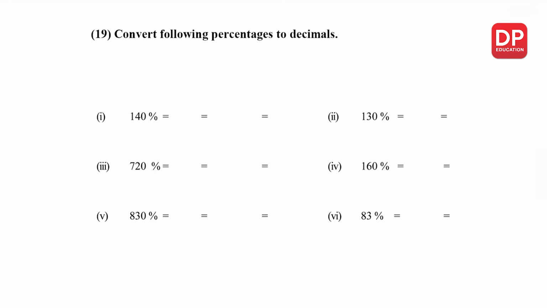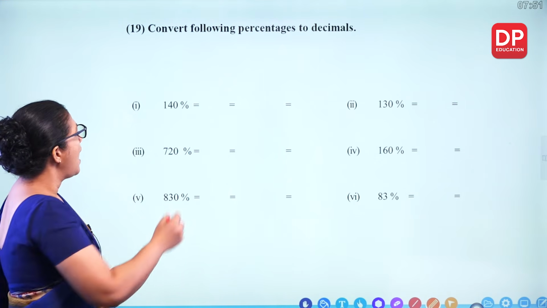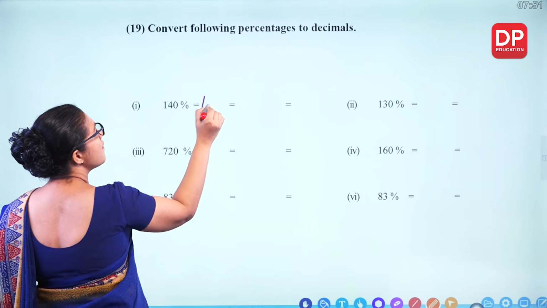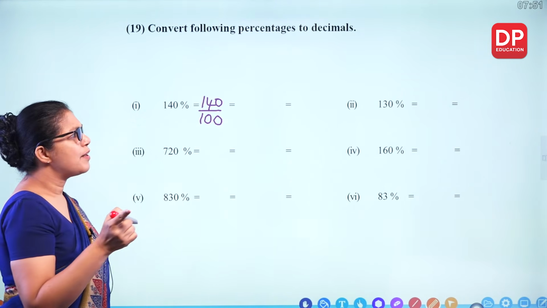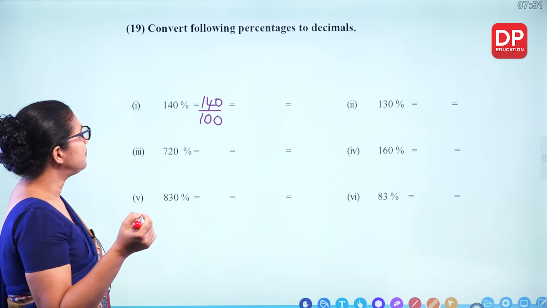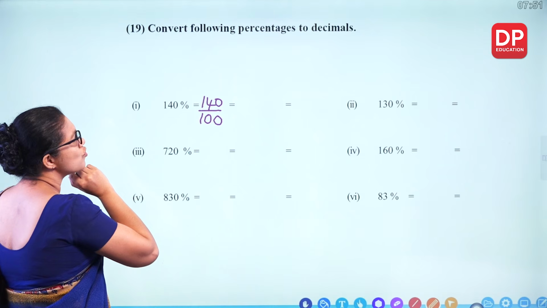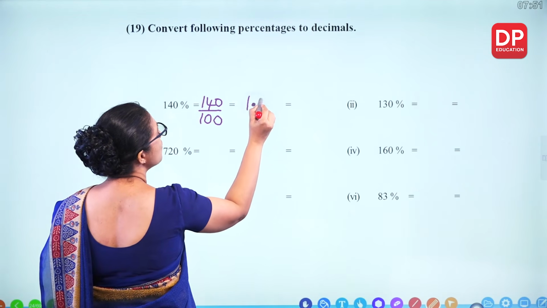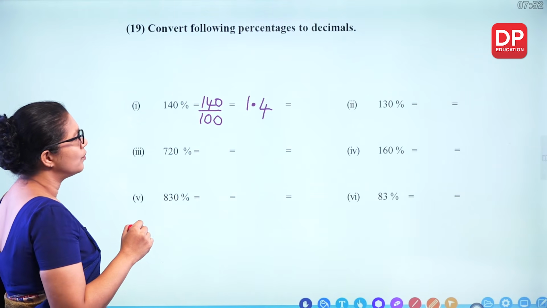Convert following percentages to decimals. So what we can do, we can first write as a fraction and then divide. 140% means 140 over 100. Divide by 100 means you can move the decimal place 2 places to the left. You can straight away write 1.4 here. 1, 2, 1.4.